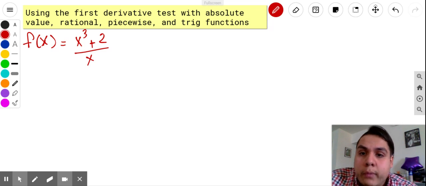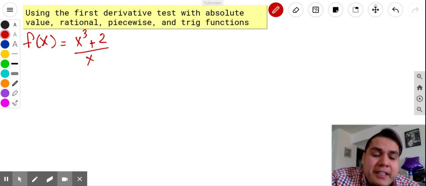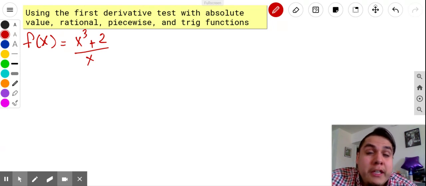Taking a look at rational expressions to figure out the first derivative test, we need to look for critical numbers. However, there's a little hiccup. Critical numbers work when I have a continuous function, but if I look at f of x, I notice I have a vertical asymptote, so it's not continuous. So here's how we work around that.